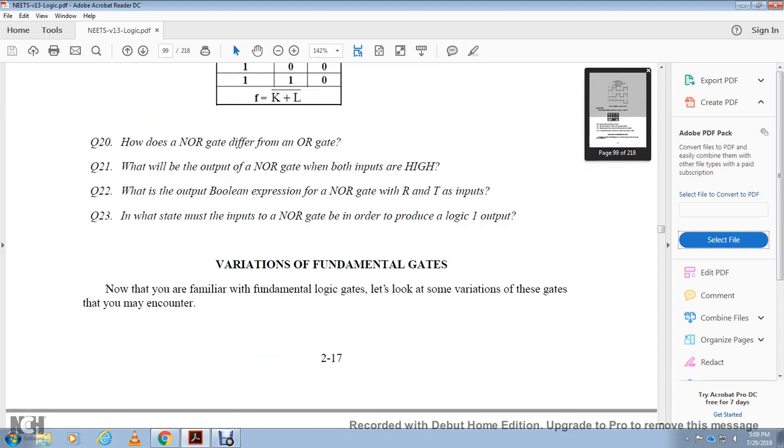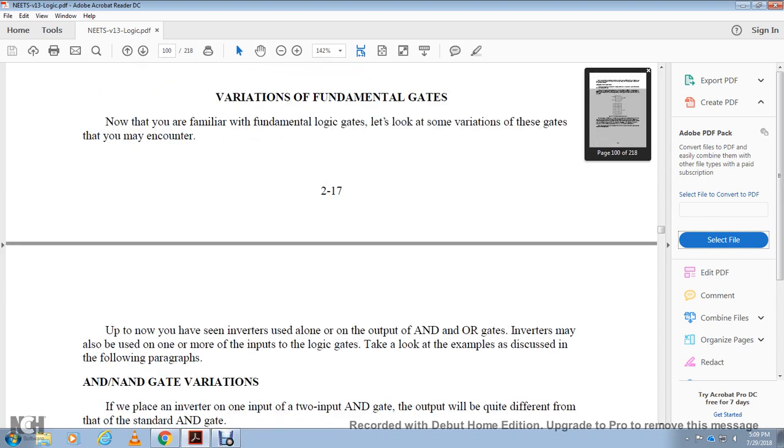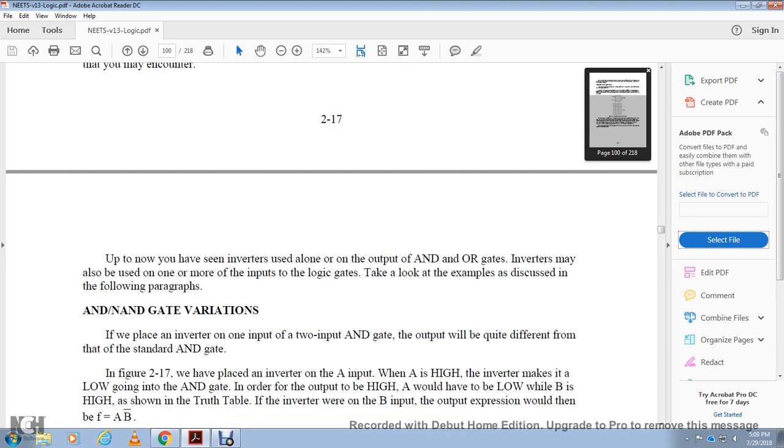All right, variations of the fundamental gates. Now that you're familiar with the fundamental logic gates, let's see some of the variations of these gates that you may encounter. Up to now, you have seen inverters used alone on the output of the AND and OR gates. Inverters may also be used with one or more inputs of the logic gate. Look at the examples in the following paragraphs on AND and NAND gate variations.